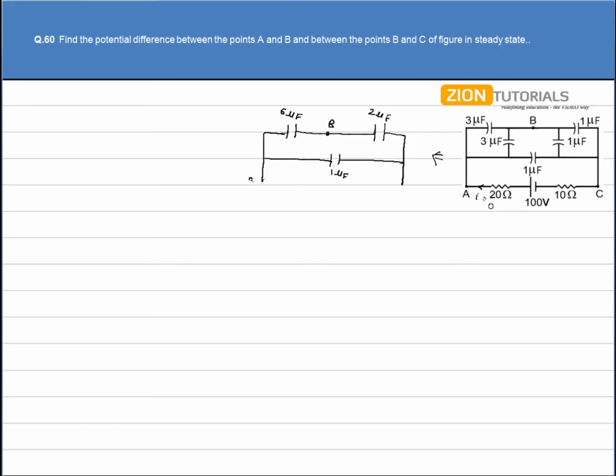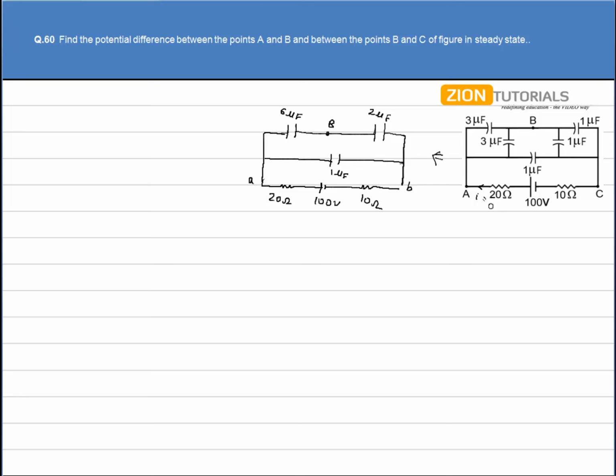and this is my point A, this is my point B, between which there is a resistor, a battery, and then another resistor of 20 ohm, 100 volt and 10 ohm. So this is my reduced circuit.